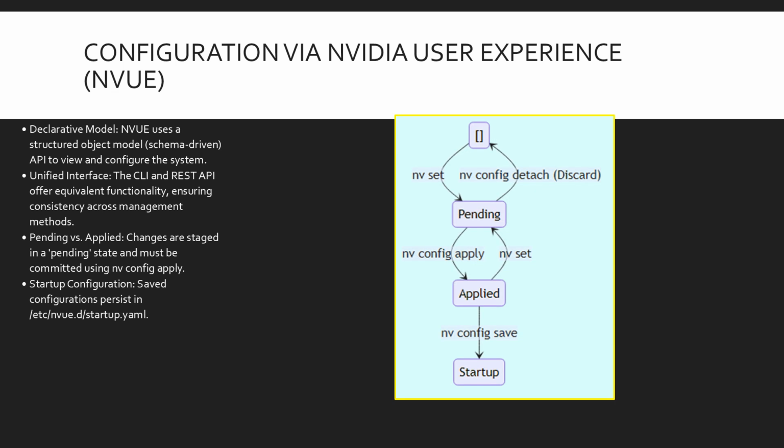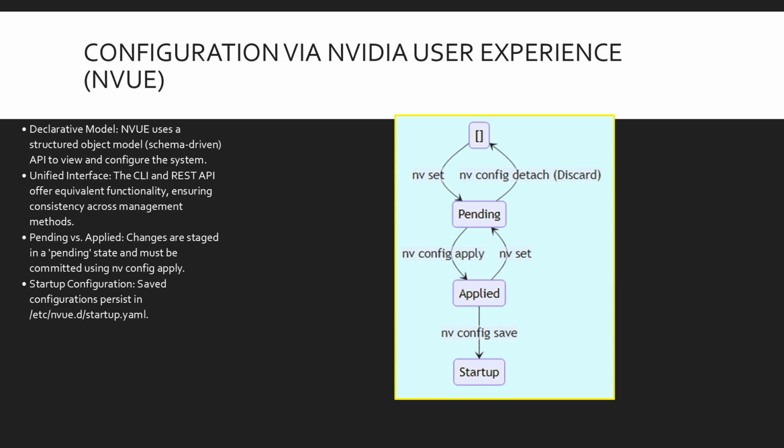Now let's look at how we configure these devices. We use the NVIDIA User Experience, or NVUE. NVUE represents the entire system state as a structured object tree, removing the ambiguity of context-specific commands. A critical concept here is the pending versus applied state. When you issue a set command, you are only staging the change. You must explicitly run nv config apply to push that configuration to the running system and nv config save to persist it to startup. This prevents partial configurations from breaking the network.